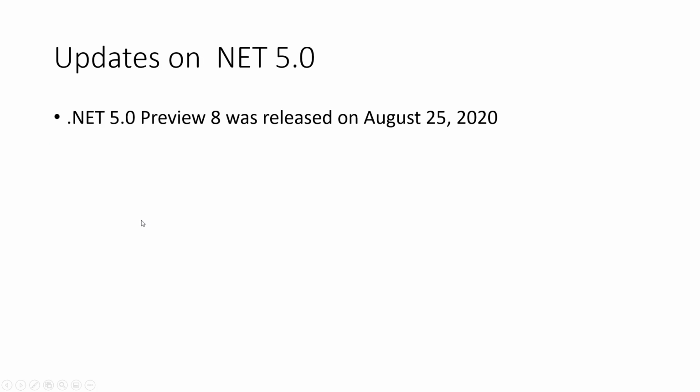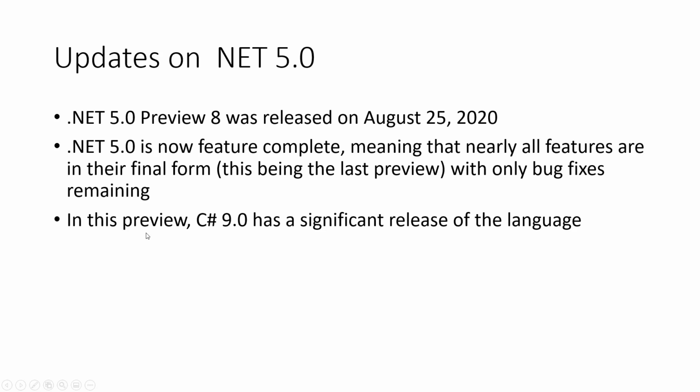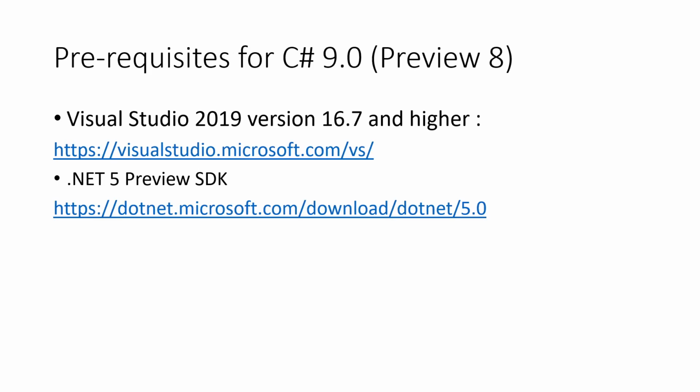Okay. Now, .NET 5 Preview 8 was released on August 25, as I just said. Now, this .NET 5 is now feature complete, meaning that nearly all the features are in their final form, this being the last preview before the stable release, with only bug fixes remaining. And in this preview, C# 9 has a significant release of the language.